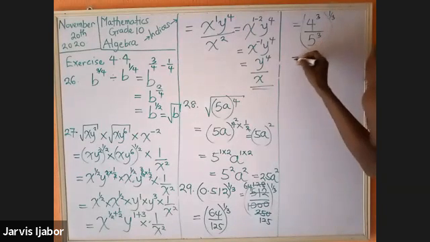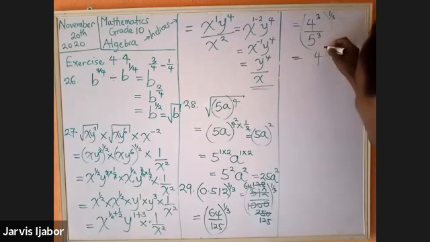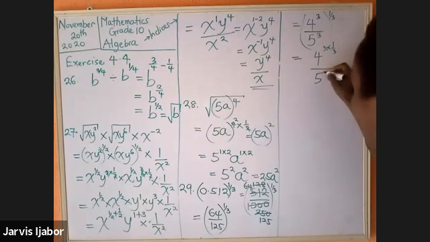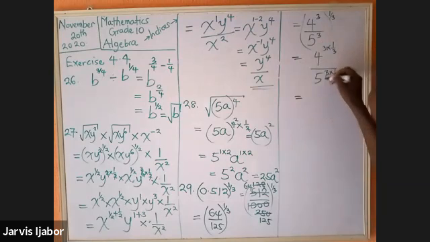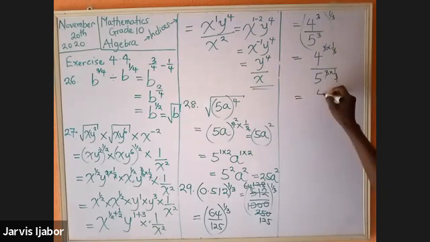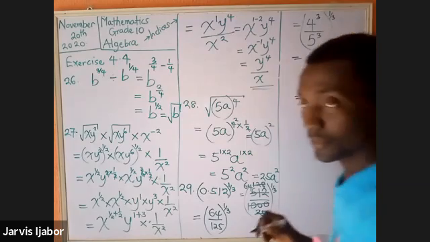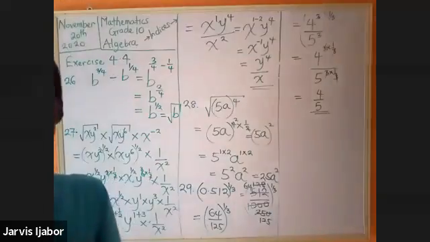At this point, I will treat them separately. I'm going to treat them separately. And when I do that, I'm going to get 4/5 as my answer. So that answer will be 4/5.